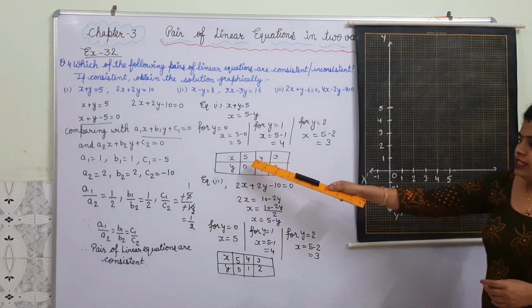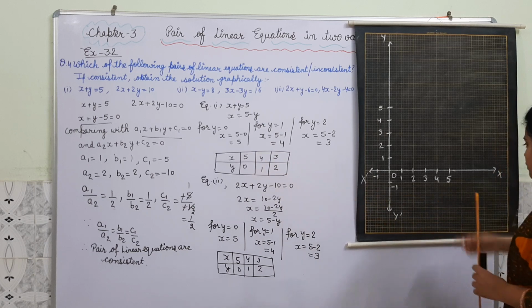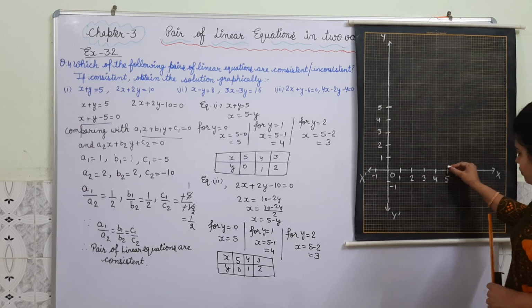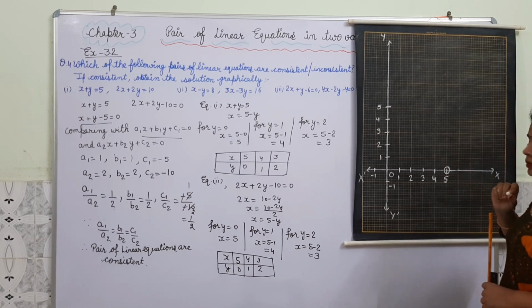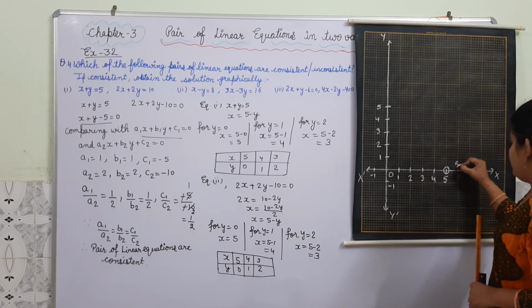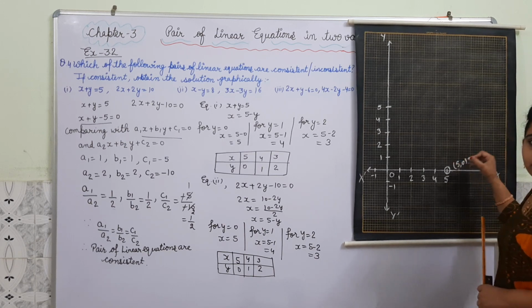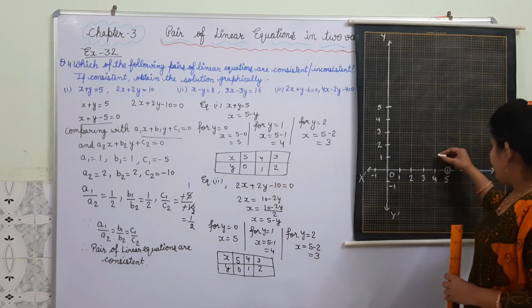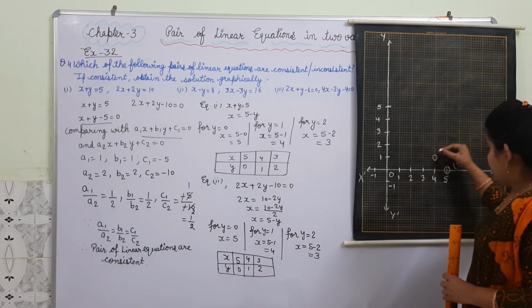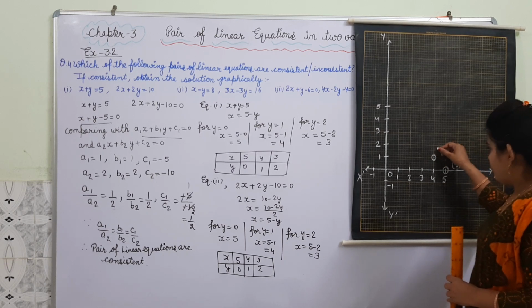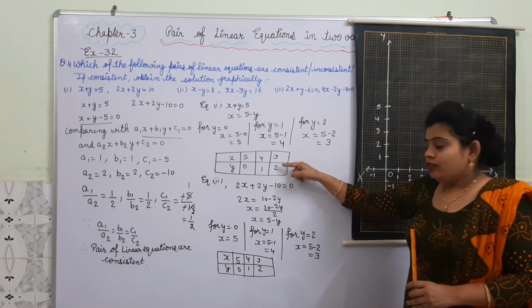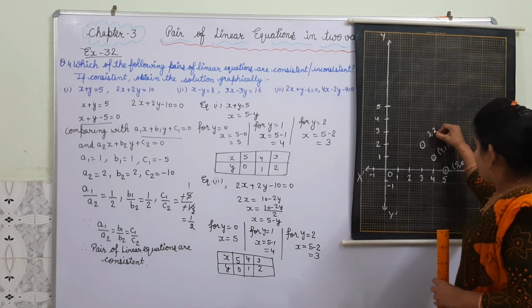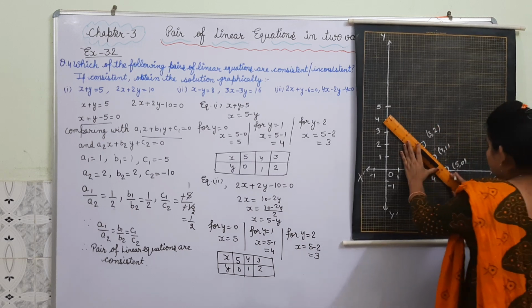Now from the first table, x is 5 and y is 0, and y is 0 at the x-axis, so it will be 5, 0. x 4, y 1: x is 4 and y is 1 here. Circle it and write it twice, 4, 1. After that, x 3, y 2: x is 3 and y is 2 here, 3, 2. Join these points.